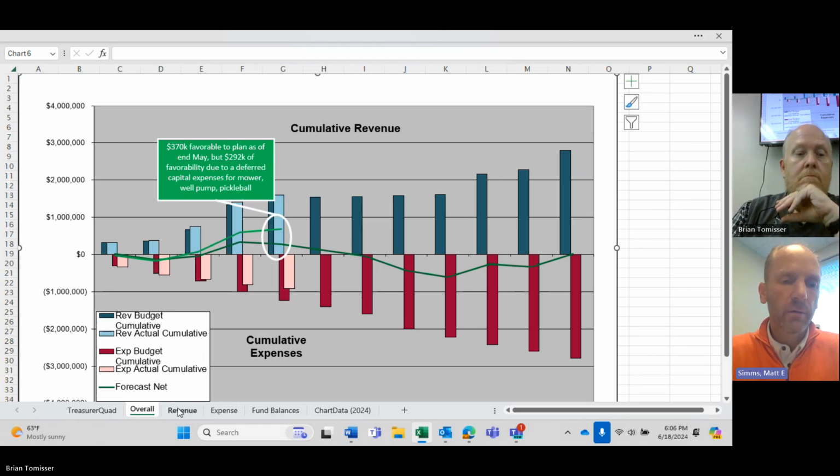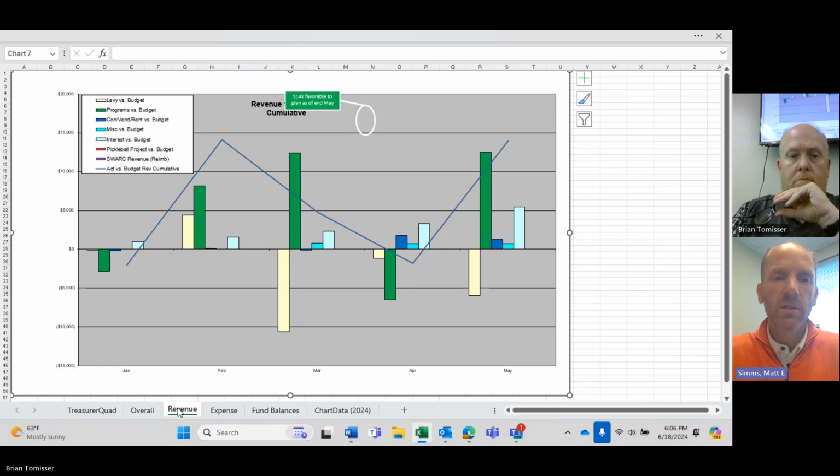If you go to the revenue, it is just about flat. We're just slightly favorable to plan. That circle is supposed to be over there, but yeah, Brian, we've got to work on this. I'll send it next time as a PDF file so that it doesn't reformat. That circle represents roughly $14,000 in revenue favorability. So just consider it to be on plan.